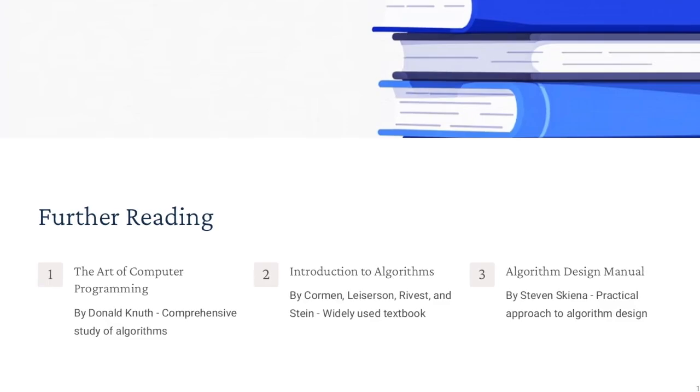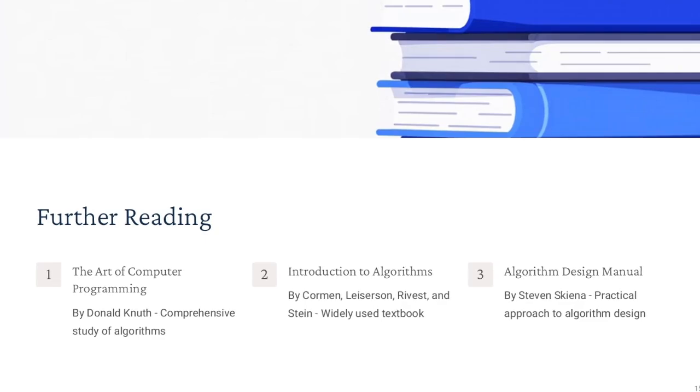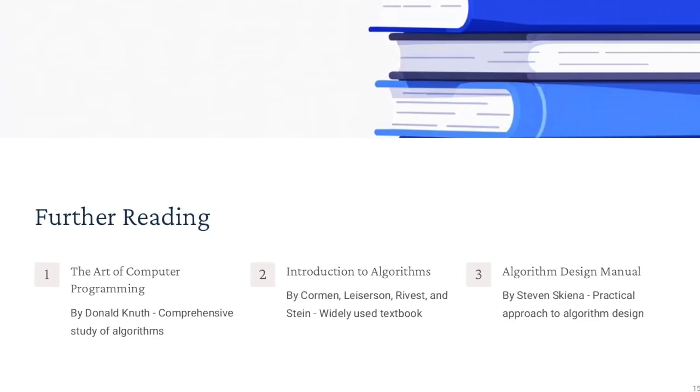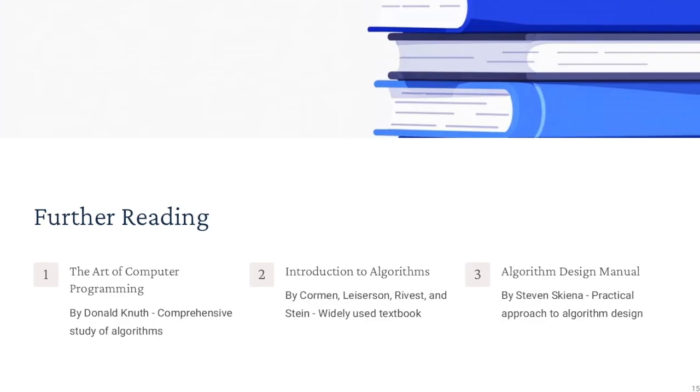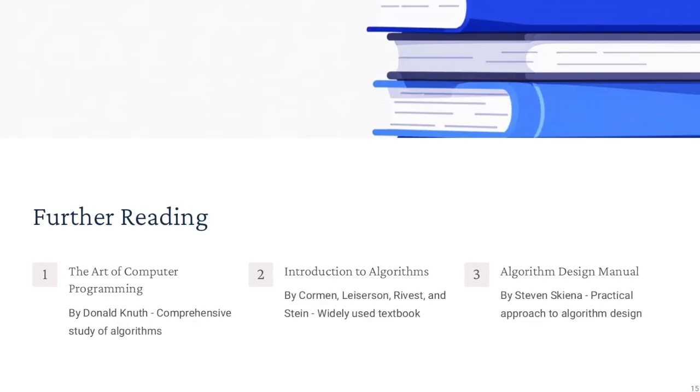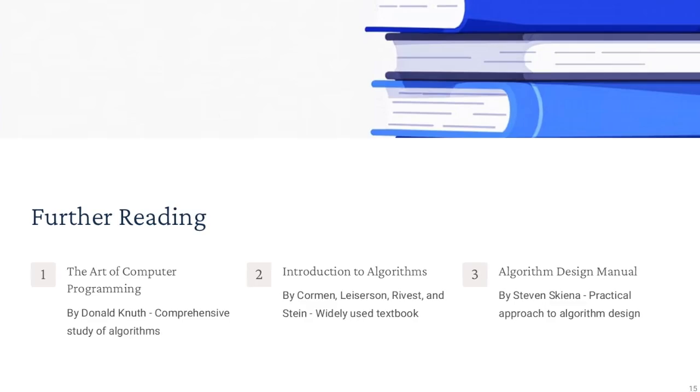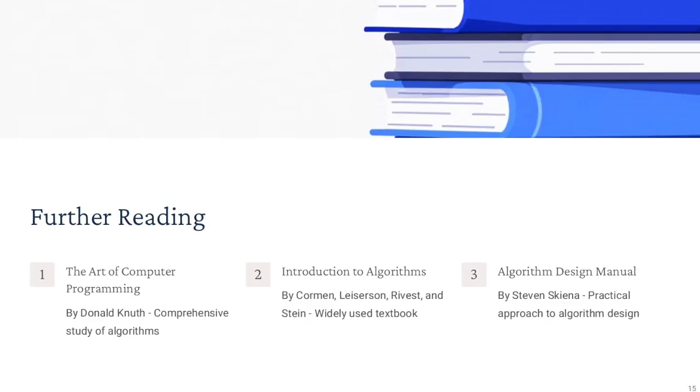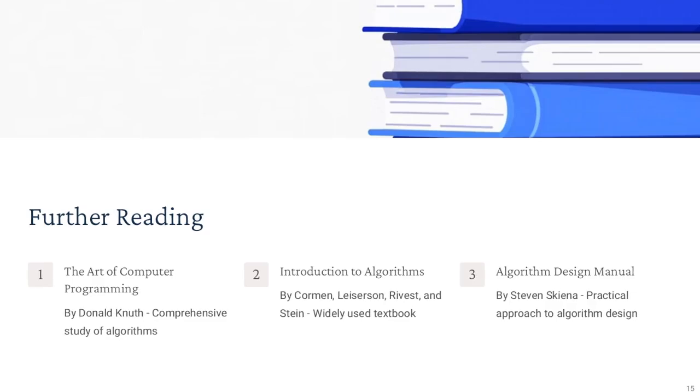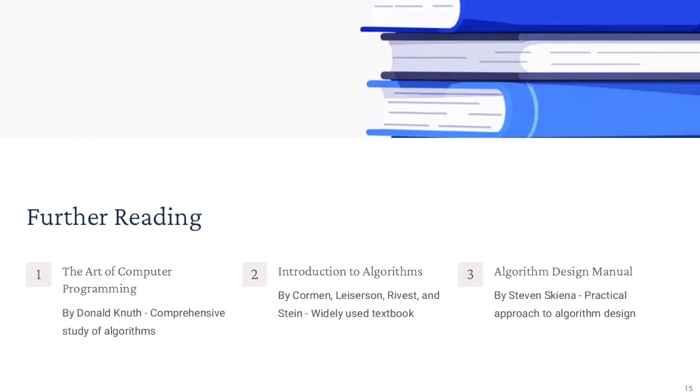Further reading expands our understanding of algorithms and their applications. Donald Knuth's The Art of Computer Programming provides a comprehensive study of algorithms, offering deep theoretical insights. Introduction to Algorithms by Cormen, Leiserson, Rivest, and Stein is a widely used textbook that balances theory and practice. Steven Skiena's Algorithm Design Manual takes a practical approach, emphasizing real-world applications. These resources, combined with hands-on experimentation and problem-solving, equip us with the knowledge and skills to design and analyze algorithms effectively.